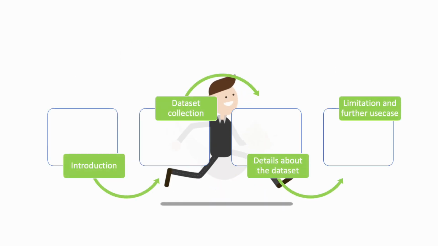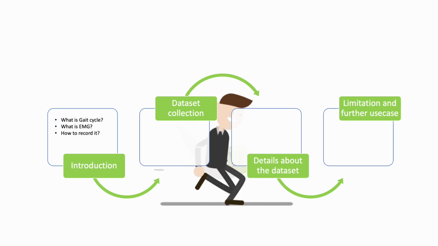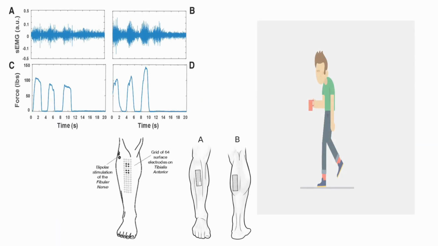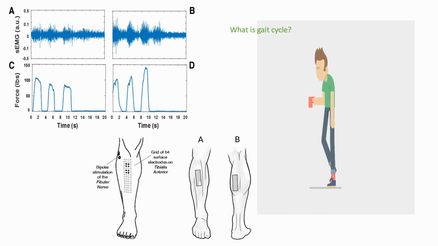Let's start this video with knowing more about gait cycle, EMG data, and how to record them. Gait cycle is an action made by individuals during walking. It can be divided into two subphases, stance and swing. We will learn more about these actions while exploring its data.